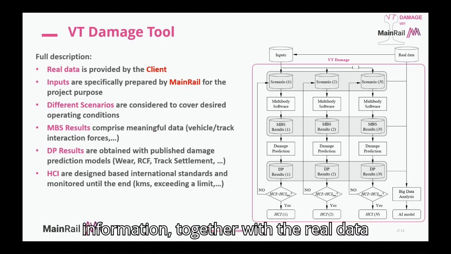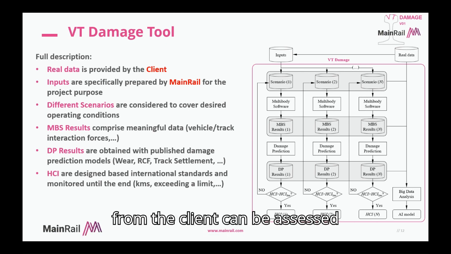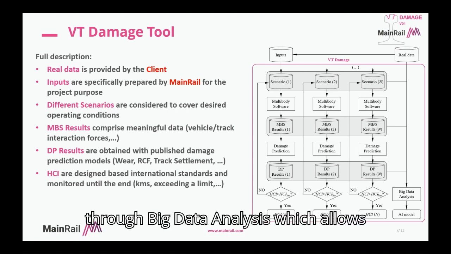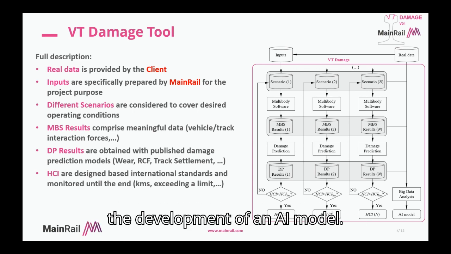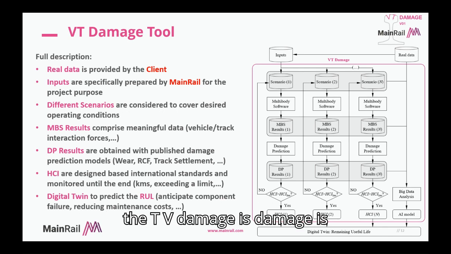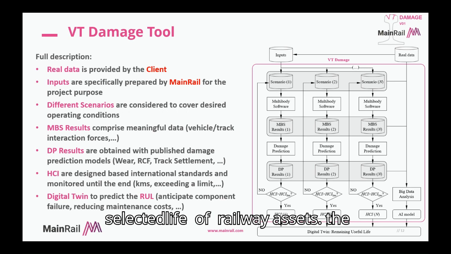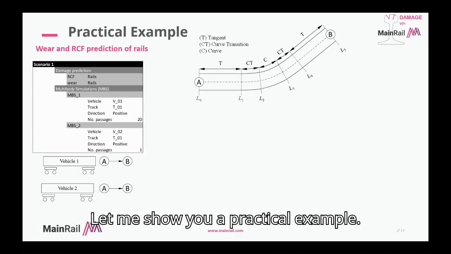This information, together with the real data from the client, can be assessed through big data analysis, which allows the development of AI model. And the main outcome of the VT damage is a digital twin for the remaining useful life of the selected railway assets. Let me show you a practical example.